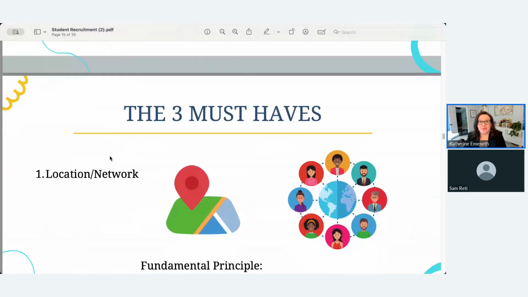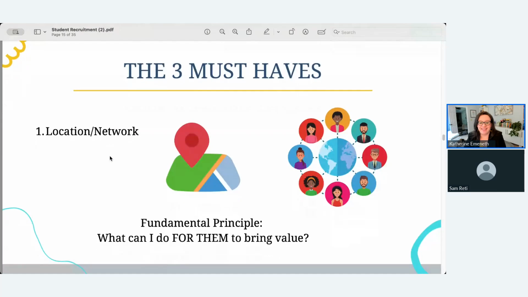So now for our 3 must-haves for this. We all hear the word networking, and some people hide and cry, and some people are like, yes. So I can tell you from my own experience, every single student that I currently teach has come from someone that I know. Someone has referred that student to me.